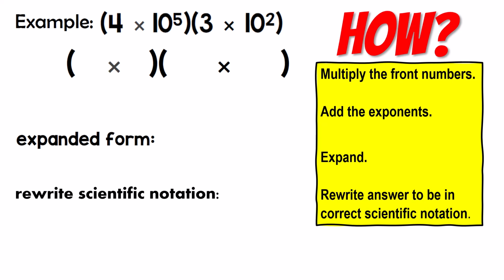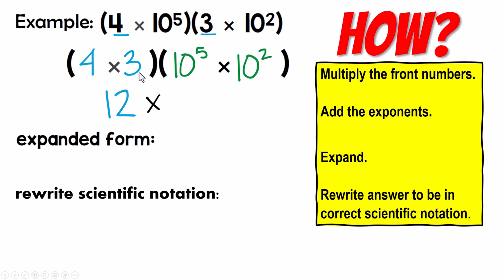You're going to multiply the front numbers. These are called the coefficients or the factors. I just call them the front numbers. We're going to multiply those two numbers together, and we're going to multiply the powers of 10 together, which means you're just going to end up adding those exponents. So 4 times 3 is 12, and you're going to multiply that times 10 to the 7th, because 5 plus 2 is 7. Expand it out.